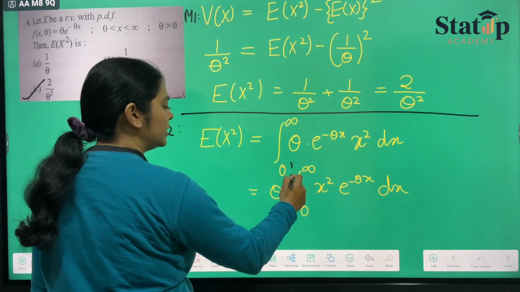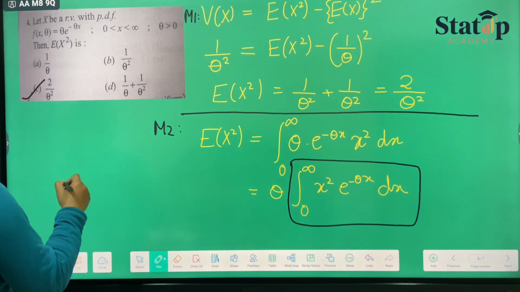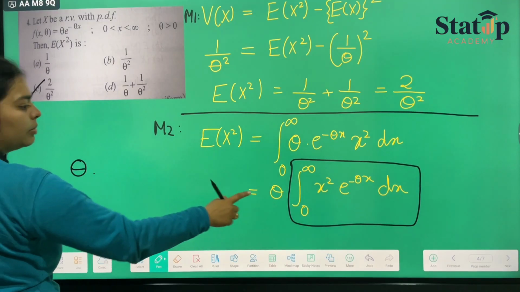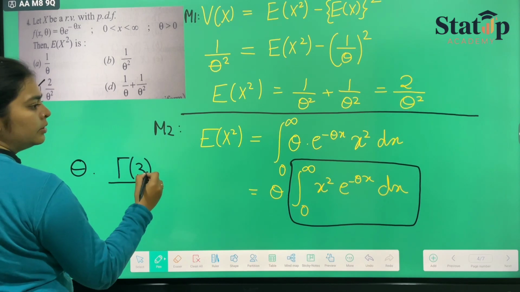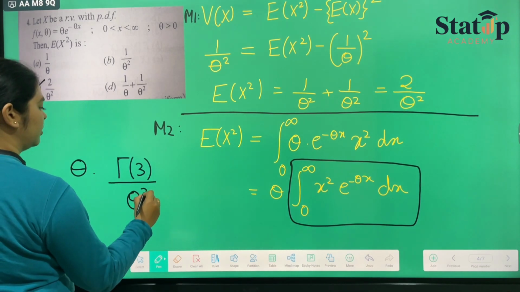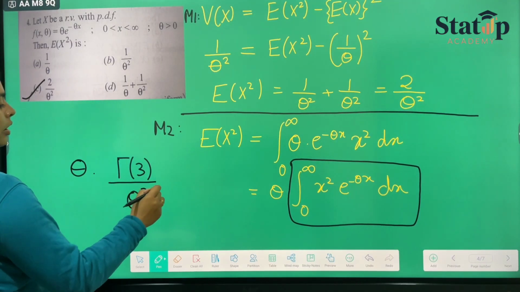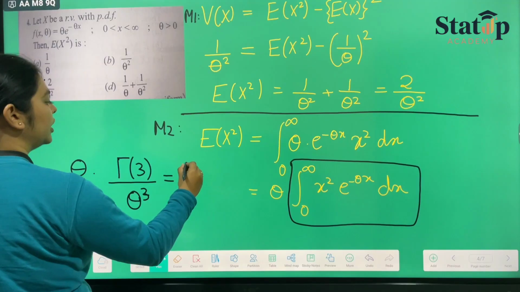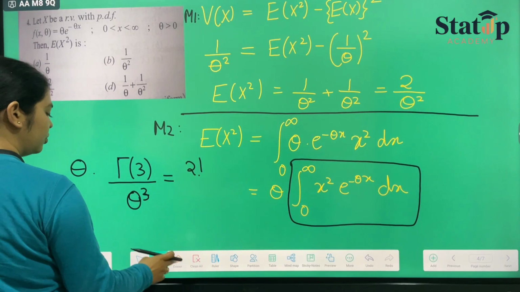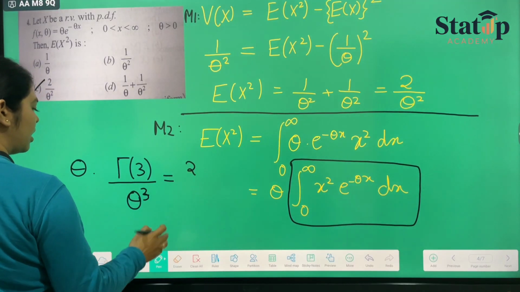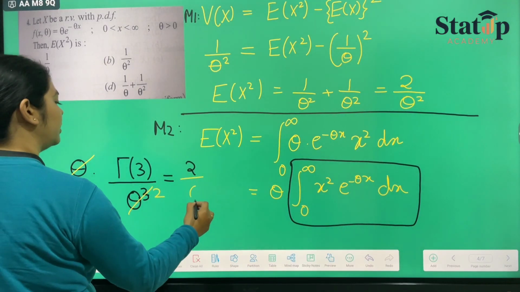From here we can see that this is nothing but a gamma integral, and the solution for this is theta will be outside, 1 into gamma of 3 upon theta cube. So now here gamma of 3, if we talk about gamma of 3, it will be 2 factorial. 2 factorial means 2 into 1, which I can write as 2 only, upon theta cube. So cutting this, cube will get cancelled to square, so it will be 2 upon theta square again.